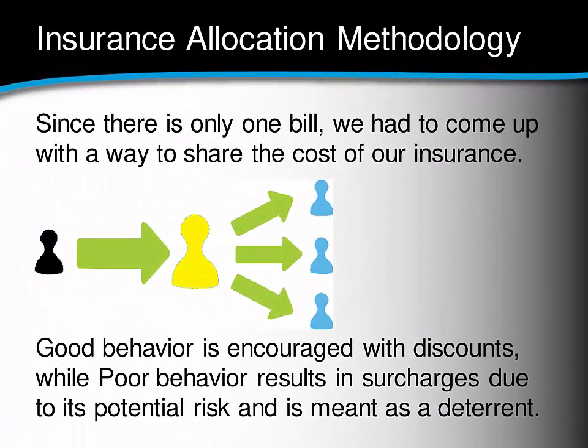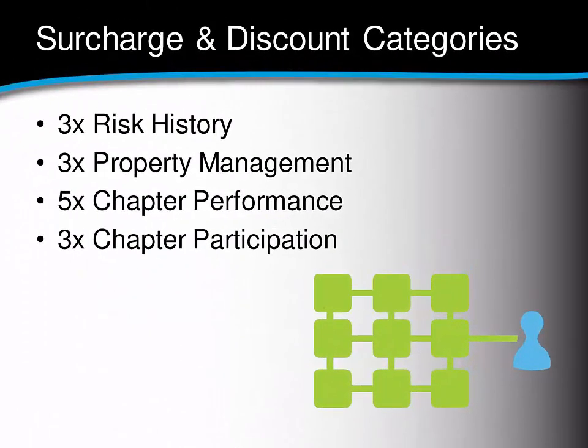Having only one bill, we have developed this methodology to allocate our insurance and risk assessment costs across all chapters, using an approach that encourages good behavior and deters poor behavior by chapters. To address these behaviors, the fraternity has categories for offering surcharges and discounts.